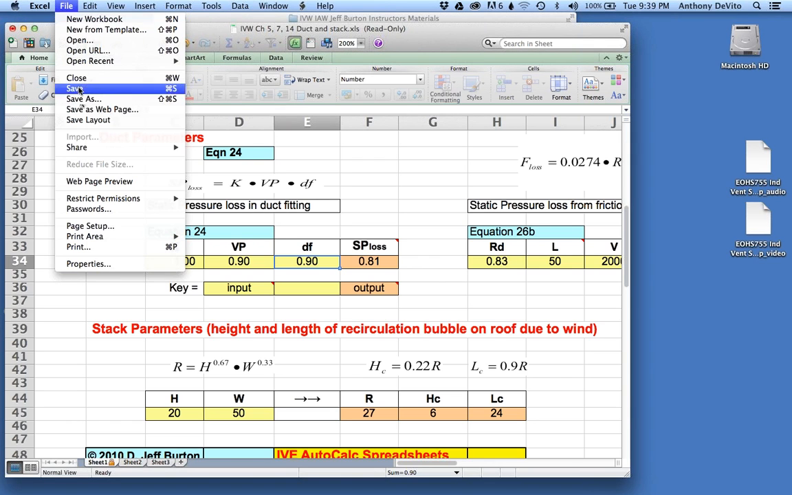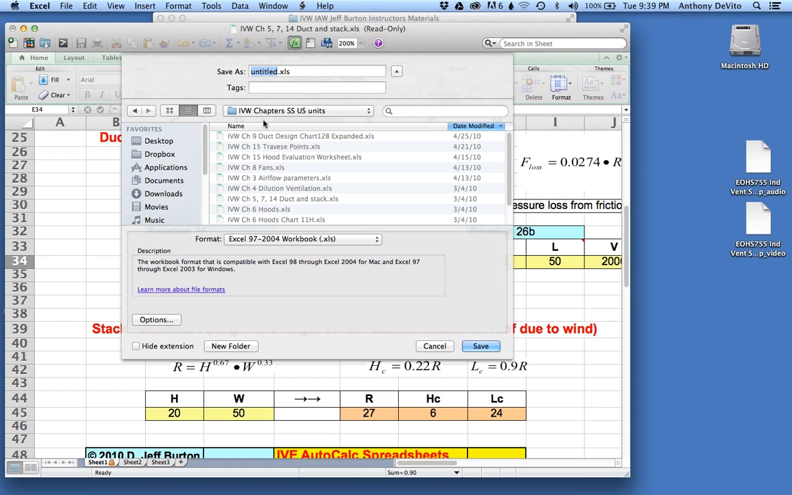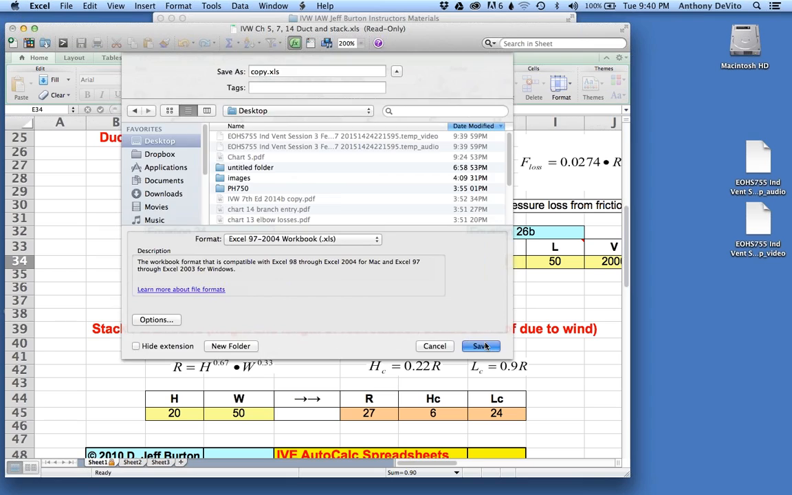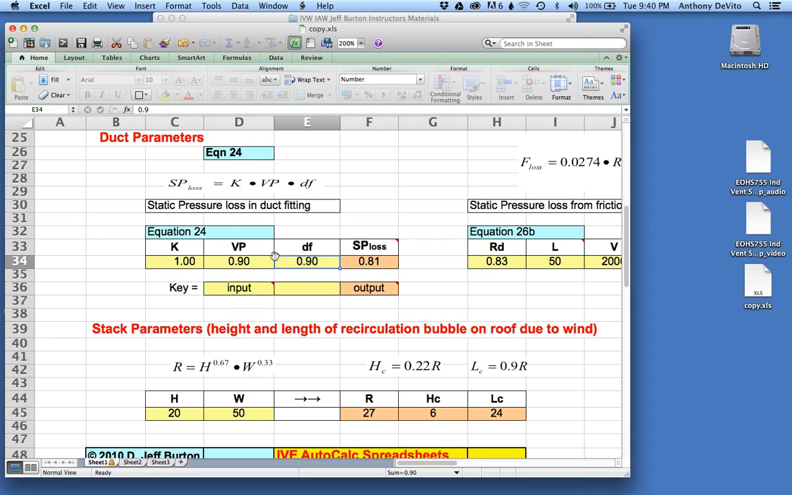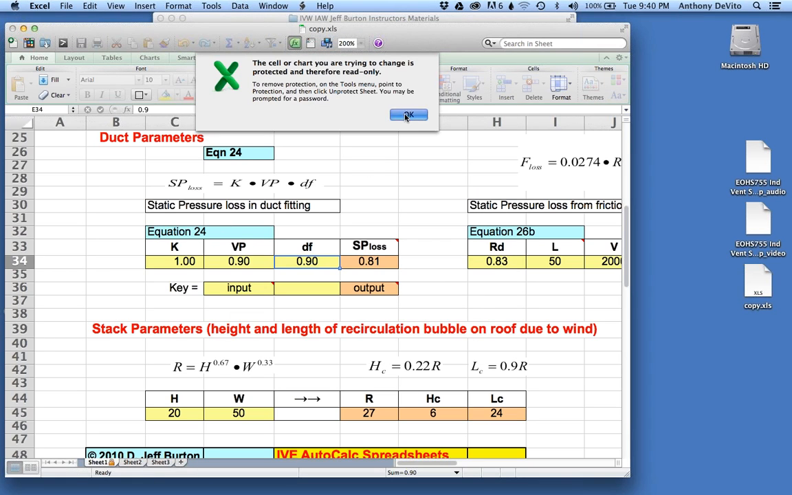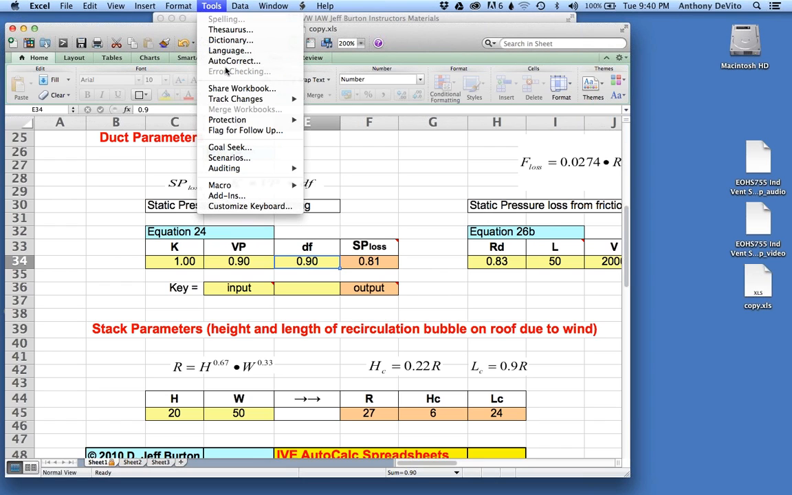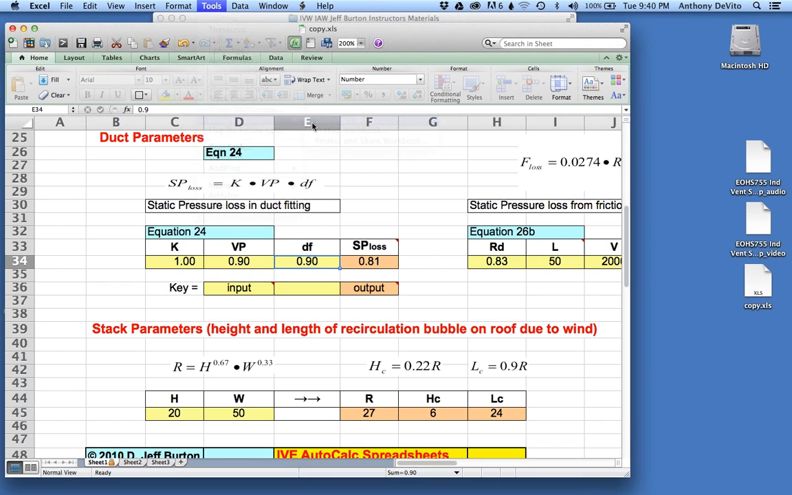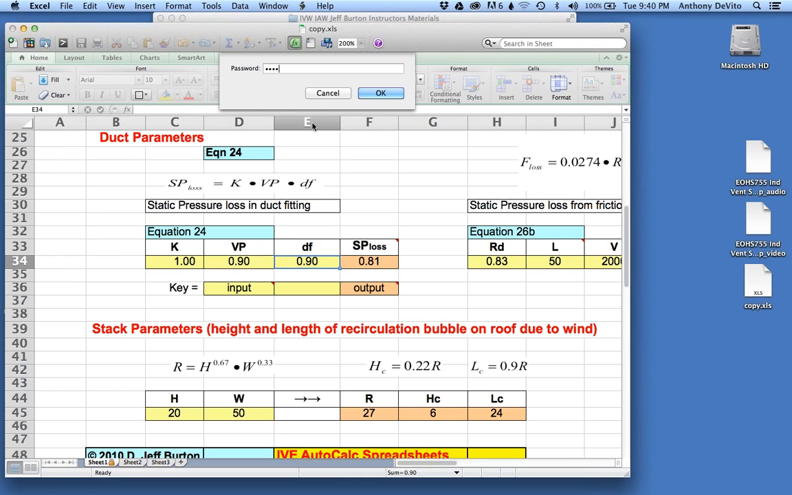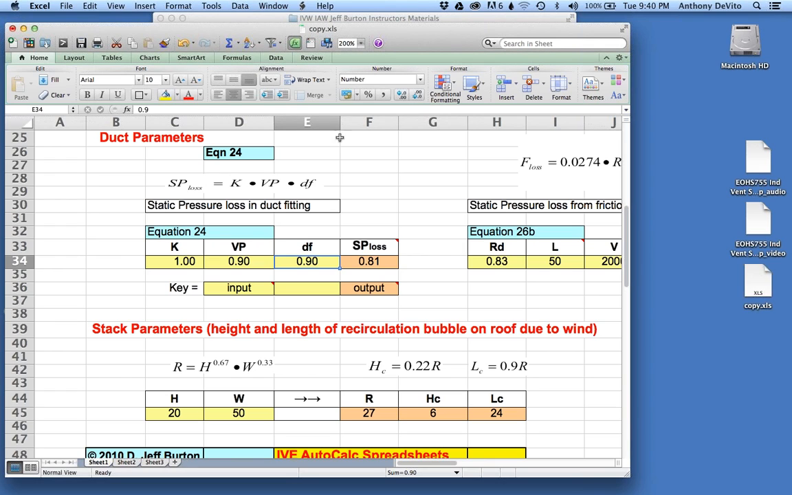Before I do this, I think I have to say save as, save a copy of it to my desktop. I'm not sure if yours is the same way. And I may have to turn off the protection. In order to turn off the protection, I have to go into Tools, Protection, Unprotect Sheet, and type in the password, lowercase JEFF. Okay, and that'll turn it off. I think you'll have a note along with your CD that explains this. It's a little text file that comes with this.